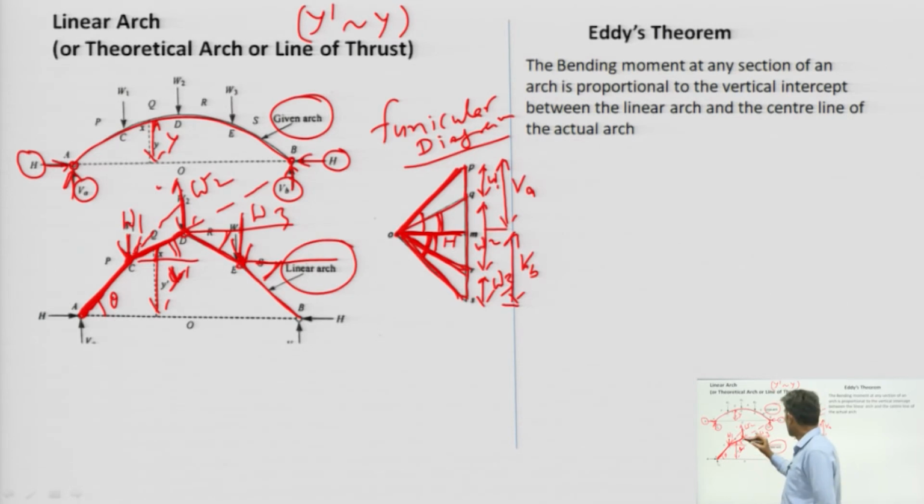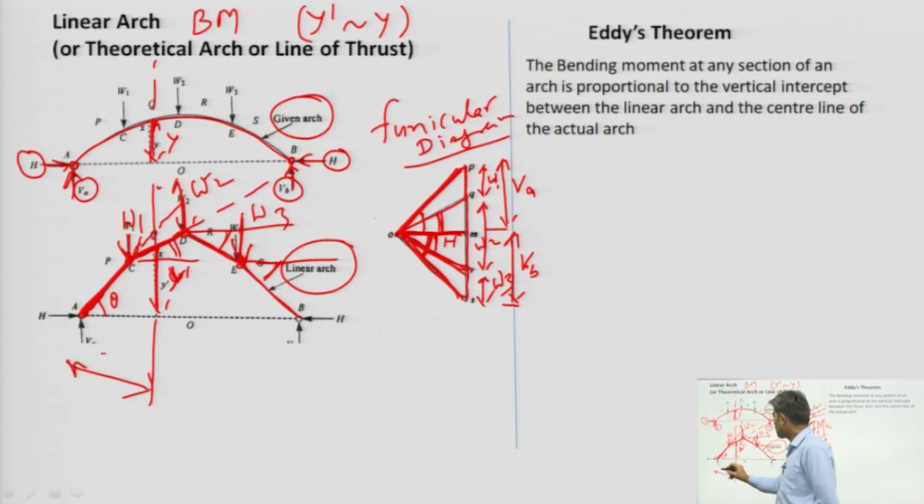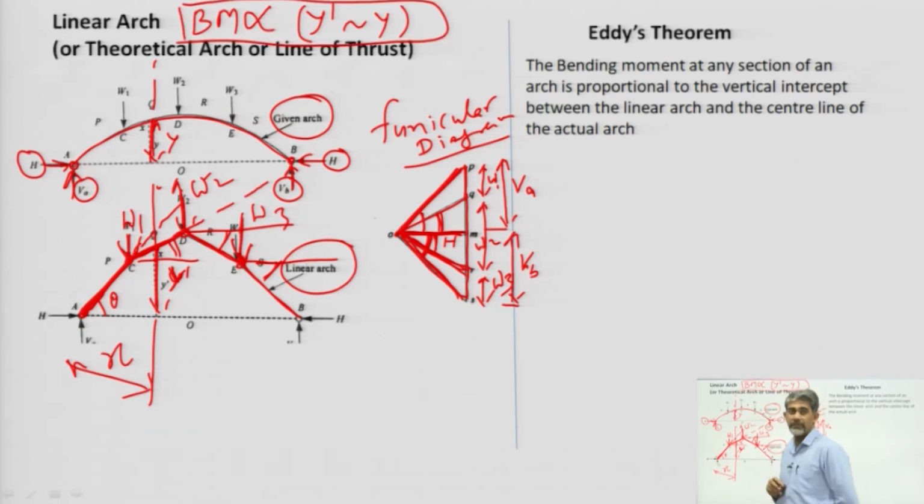So, the bending moment in the given arch at a particular section, say we are taking this section at distance x, will be directly proportional to the difference of the intercept between the given arch and linear arch. And this is what? This is Eddy's theorem.